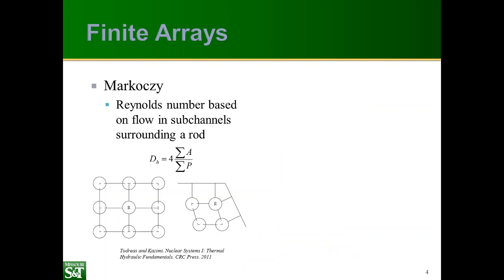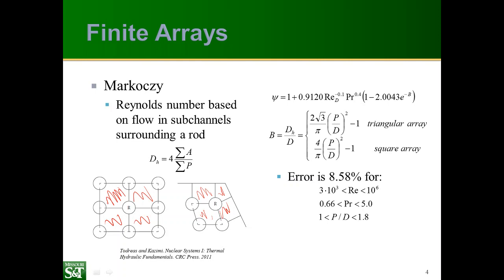You can also look at a little bit more detailed analysis. If you look at all of the subchannels surrounding a given rod in the bundle, instead of just looking at this one piece, you have to look at all of the surrounding subchannels. Or if you have something that's not a regular geometry, you're looking at all of these surrounding subchannels. So our hydraulic diameter is going to be based on the sum of the flow areas and perimeters. And once we have that value, we can get the Reynolds number, Prandtl number, and so on.